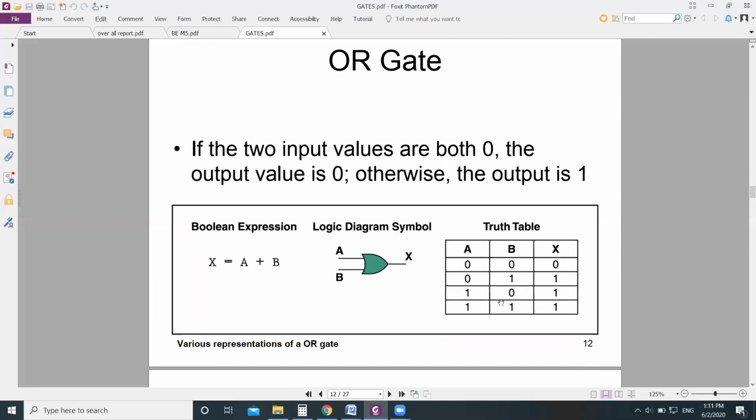Fine. So from this what I can say is the OR gate is working as an adder. Output X is equal to A plus B. A is the first input, B is the second input. So whatever A and B values there are, they'll be added together and given as X. 0 plus 0 is 0, 0 plus 1 is 1, 1 plus 0 is 1, and 1 plus 1 is 1 in this case. Right?